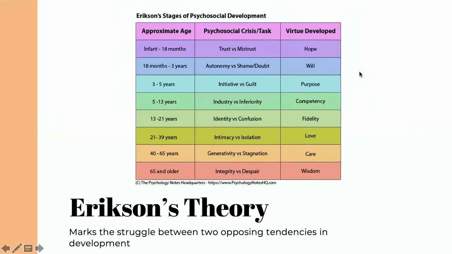With the Erikson theory, he believes that throughout adult development, as we go from infant to 65 and older, we are faced with certain psychological crises or tasks that we must accomplish in order to successfully go into the next stage of development. So when you're infant to 18 months old, you're dealing with trust versus mistrust. And this will help us determine hope within our life.